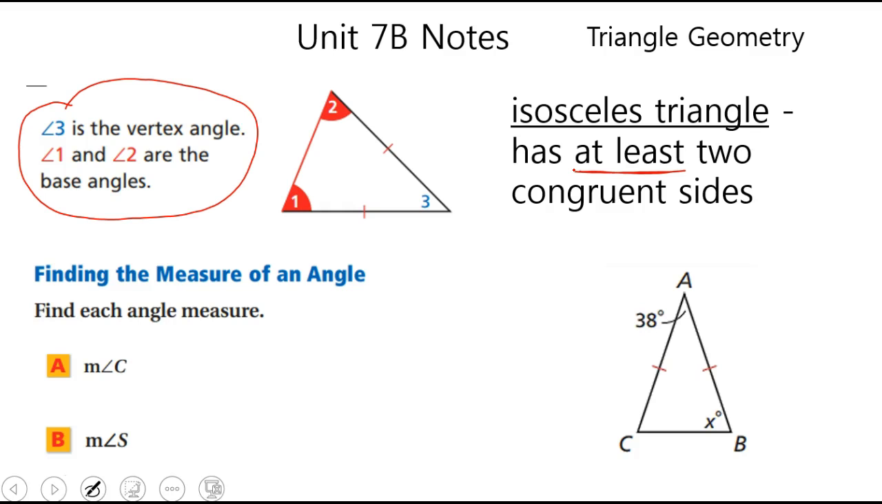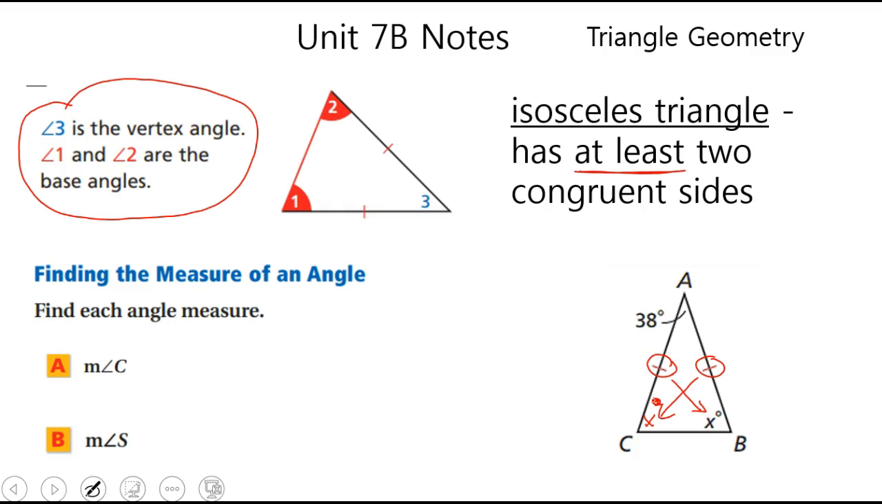Let's go on to the example, finding the measure of the angle. So here we have two sides that are the same. Therefore, if these sides are the same, then what does that mean? That means that the angles are the same. So this would also be x degrees, not squares, x degrees. So, can we figure out what the measure of angle C is?